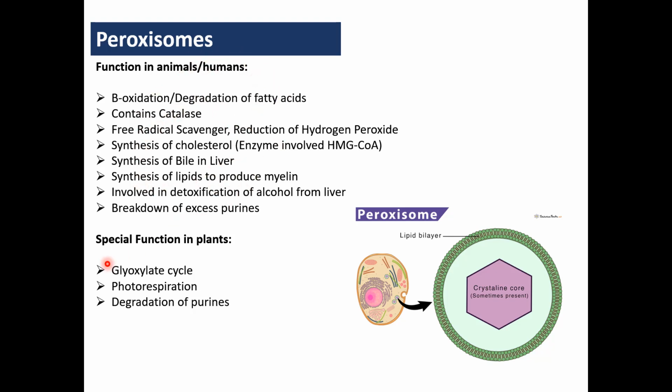There are some other special functions in the plants such as the glyoxylate cycle. It has the enzymes to perform the glyoxylate cycle. It also helps in photorespiration, that is respiration that takes place in conjunction with photosynthesis, and it also helps in the degradation of purine. So this is the basic structure of peroxisome. It is present inside the cytosol. It has a lipid bilayer and sometimes it has a crystalline core, and inside the lipid bilayer there are enzymes which help it to perform all these functions.